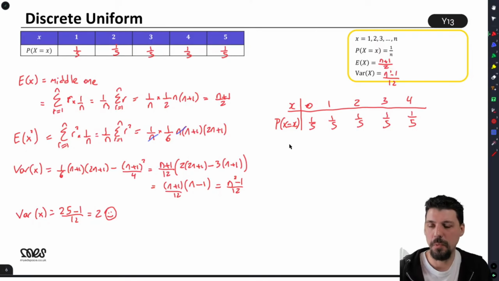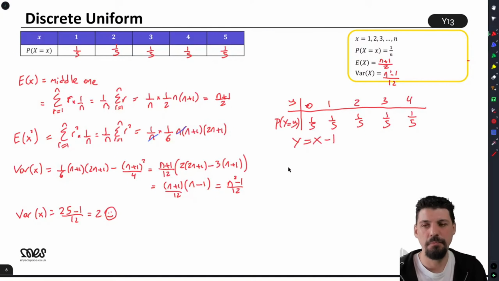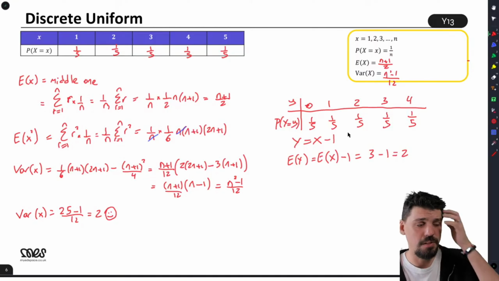So we shift it. If you compare that to our original transformation, I'm going to use a slightly different letter. What you should see is that y is x minus 1, which does mean that E of y is E of x minus 1. So in our case, it will be 3 minus 1, which is 2. And it's still just the middle one.